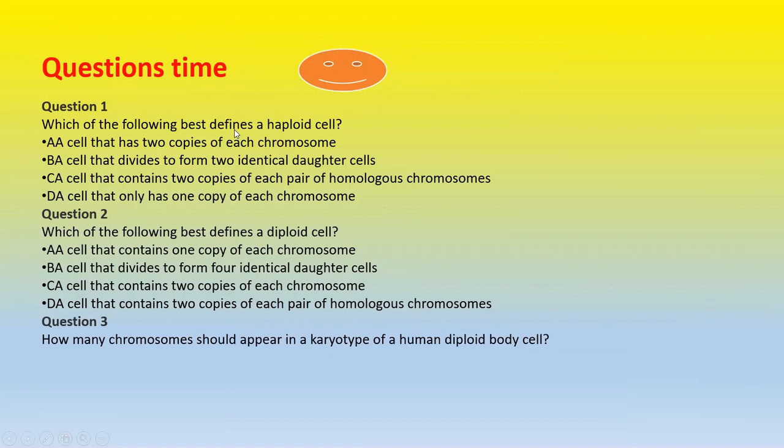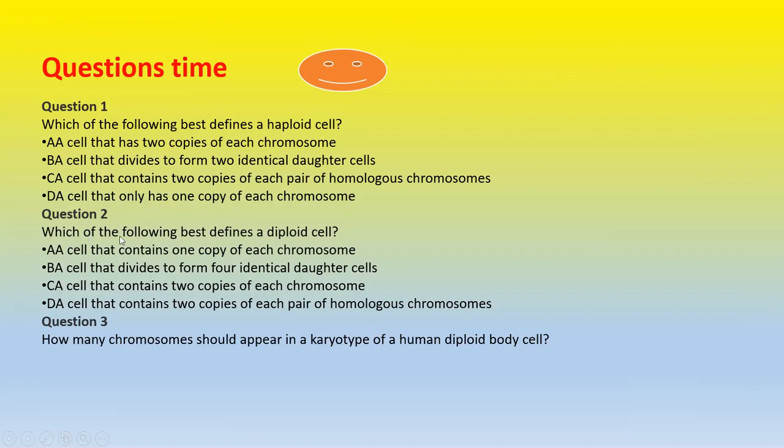Which of the following best defines a haploid cell? Which of them is a haploid cell? A cell that has 2 copies of each chromosome? We agreed haploid means half the number. Cells that have 2 copies, of course no. Cells that divide to form 2 identical daughter cells? Cells that contain 2 copies of each pair of homologous chromosomes? Or cells that only have 1 copy of each chromosome? Of course, cells that have one copy of each chromosome.